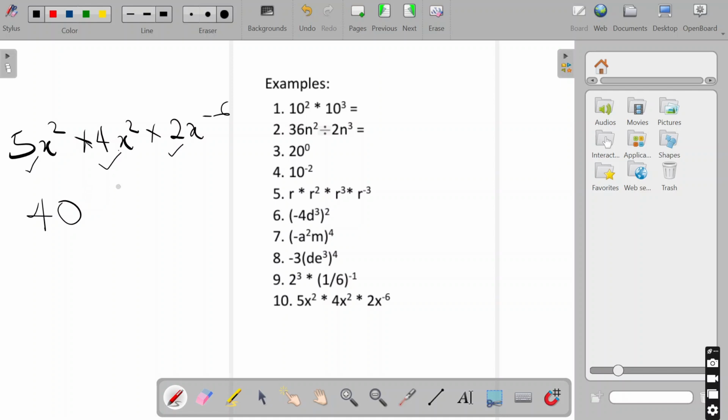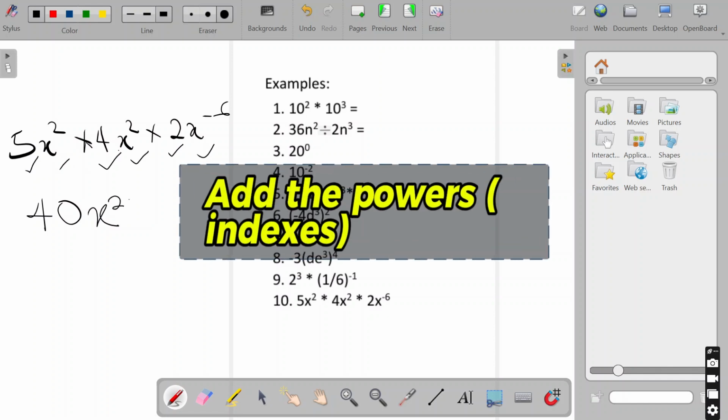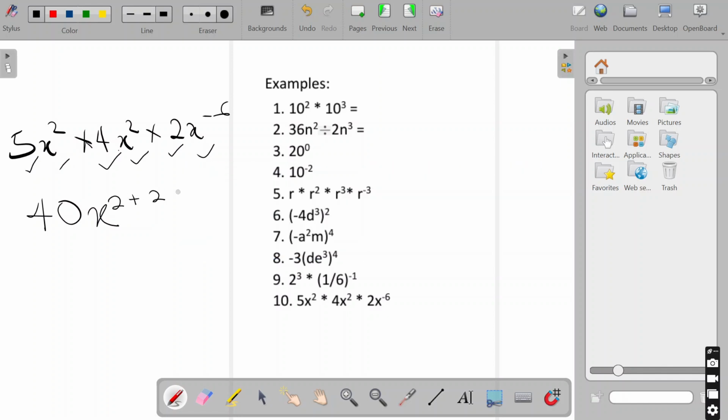Now, we have a common base. Don't forget x is the base, and 2 is the index here, 2 is the index here, and minus 6 is the index here. So there is a common base of x. You pick just one x, then you add the powers. In indices, times becomes plus, so it becomes plus 2, then minus 6. And why is it minus 6? Because plus times minus is minus.